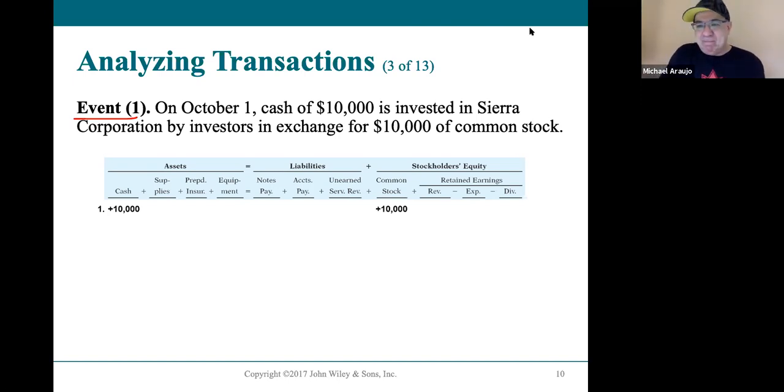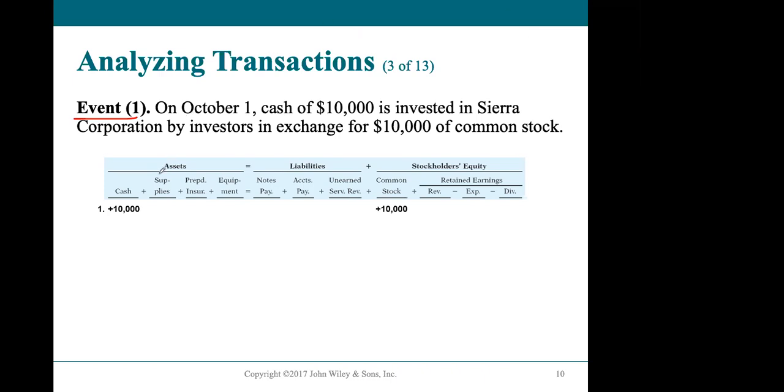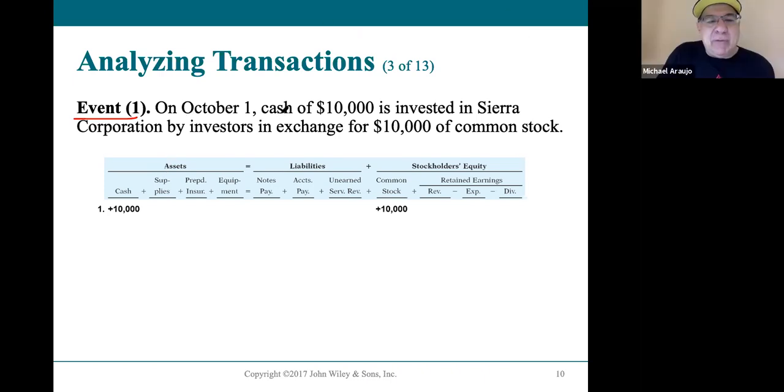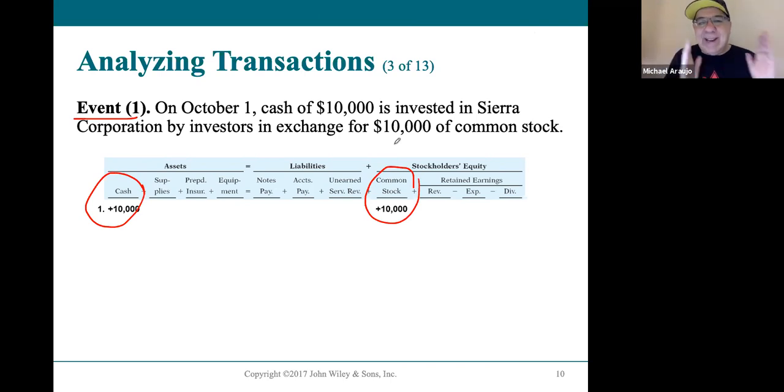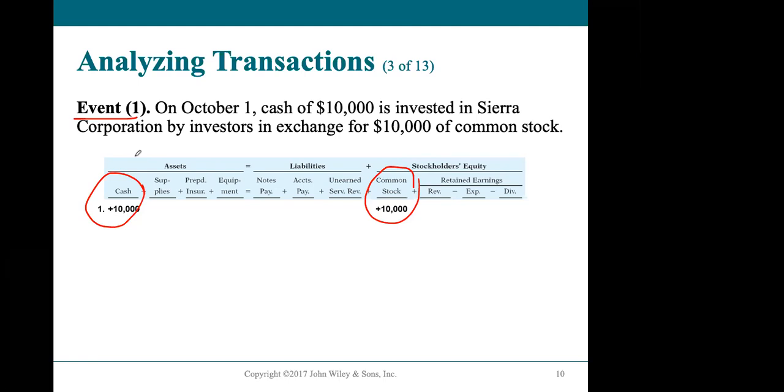Okay, here is our first event. On October 1st, cash of $10,000 is invested by the investors in exchange for $10,000 of common stock. We analyzed this in objective 1. We said we had more cash and more common stock. Now we need to apply that debit and credit analysis to it. We have more cash. What side of the cash account is affected to say we have more of it?